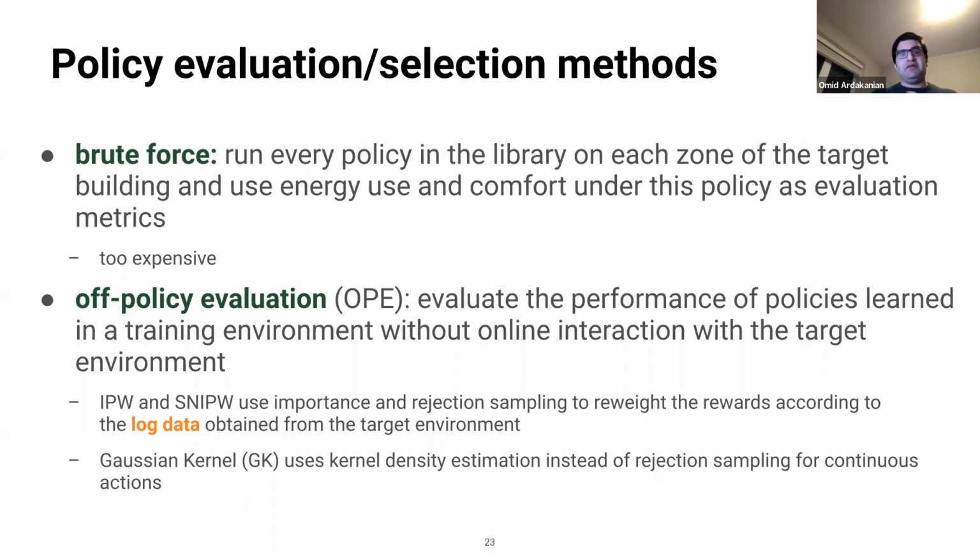If you want a variant of these methods in the continuous space, you can use kernel density estimation techniques in order to evaluate a policy in the continuous space. This is the idea of the Gaussian kernel. It uses a Gaussian kernel in the kernel density estimation technique, instead of rejection sampling, to estimate the performance of the policy.